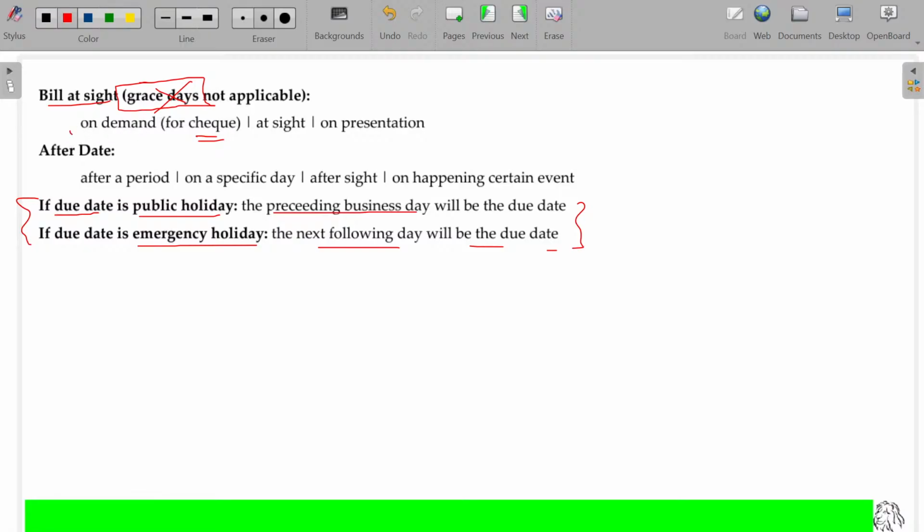Bill at sight is nothing but on demand. Whenever you call for it, or you show it at sight, or you are presenting it to a third party, whatever mode it may be, the bill will be encashable. That is called bill at sight.